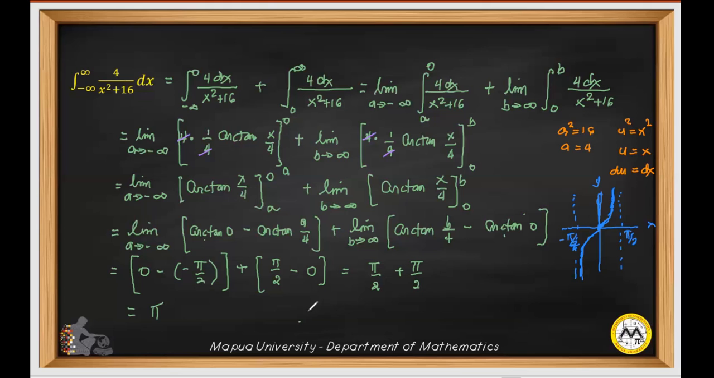Therefore, we can now say that the integral of 4 dx divided by x squared plus 16 from the lower limit negative infinity to the upper limit infinity is convergent since the limit is pi. This is convergent. Okay, so this is the second additional example.